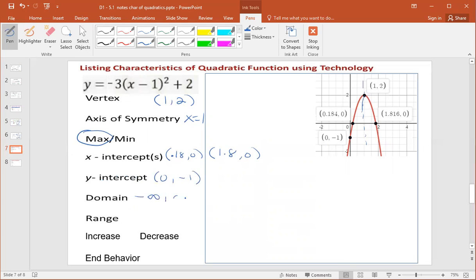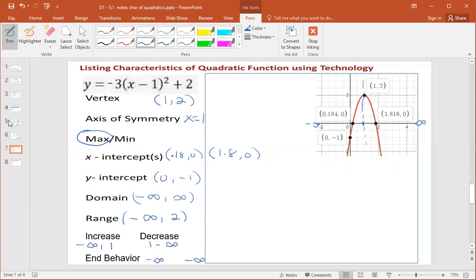Domain, once again, is all real numbers. Because it's upside down, our range goes from negative infinity all the way to the top, which is at 2 this time. Increasing is the left side because it's going up. So we increase from negative infinity all the way to this line here, which happens to be 1. And so the decrease is on the other side from 1 all the way to infinity. And both ends are down, so we would be looking for both negatives.